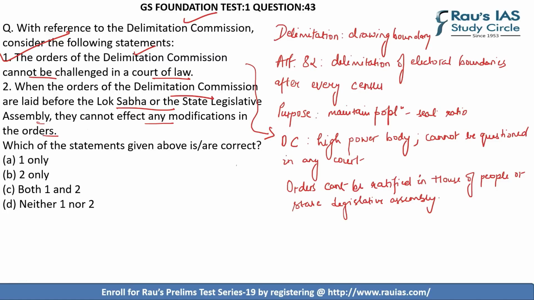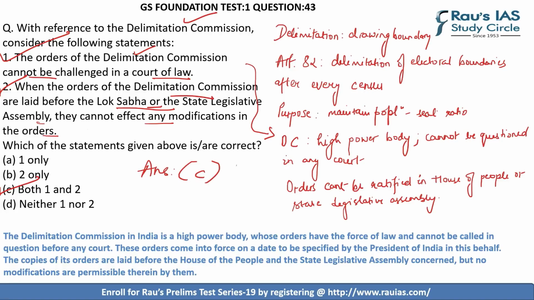Now, we know that this statement is also correct because although the orders given by the Delimitation Commission are presented before the Lok Sabha and the State Legislative Assembly, they do not have the power to ratify any of these orders. Hence, the correct option would be option C, that is, both the statements are correct. Please also have a look at the explanations.